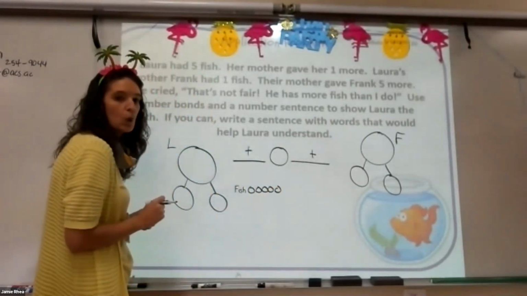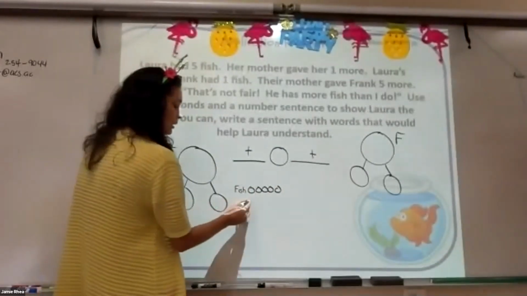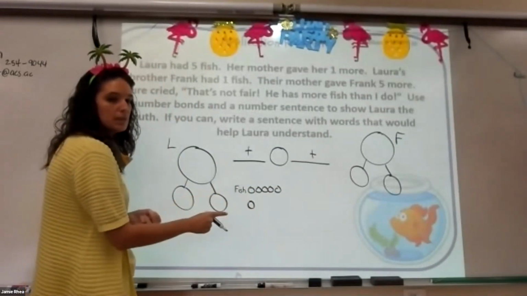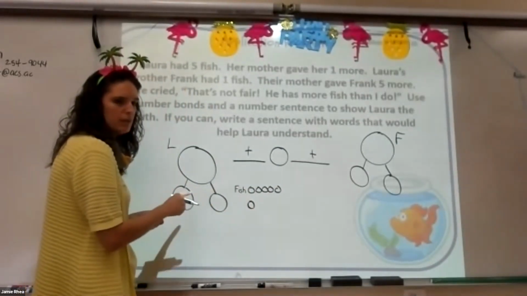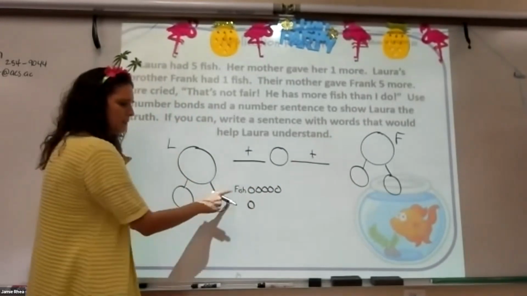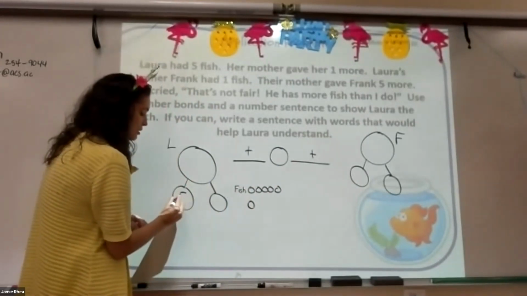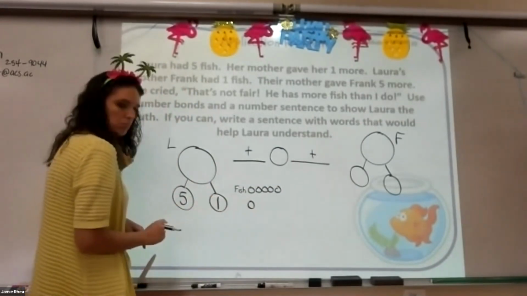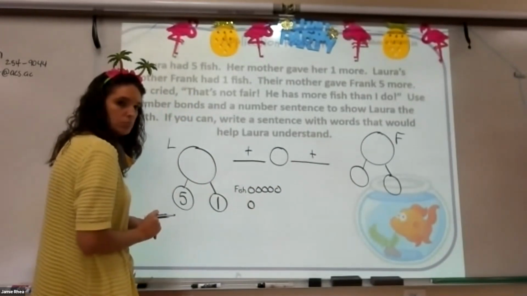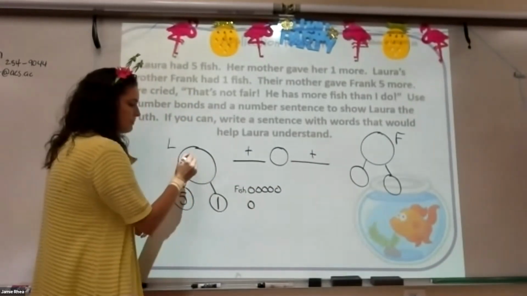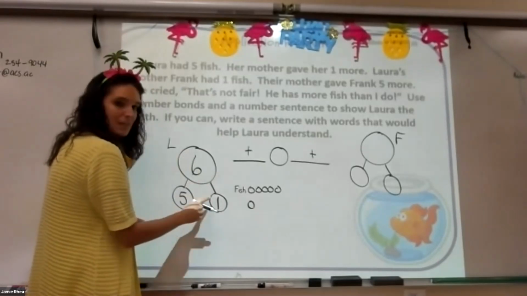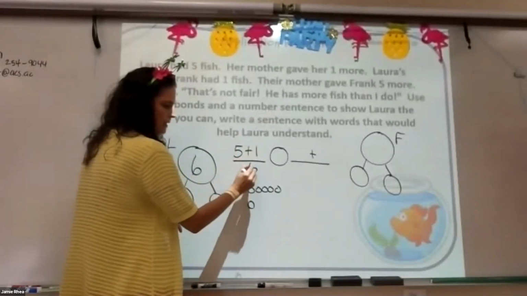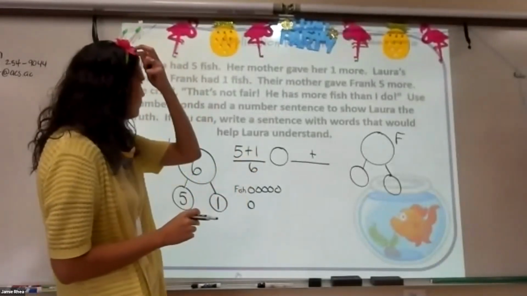Her mother gave her 1 more. Can I use that information to help me fill in my number bond? Yes, because we know Laura had 5 fish, and we know her mom gave 1 more. 5 plus 1 more, that's easy, 5, 6. I can even take my 5 and 1 and put it right here. 5 and 1, we know equals 6. All right, so let's keep reading.